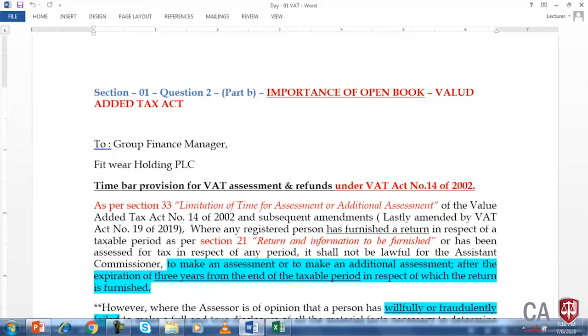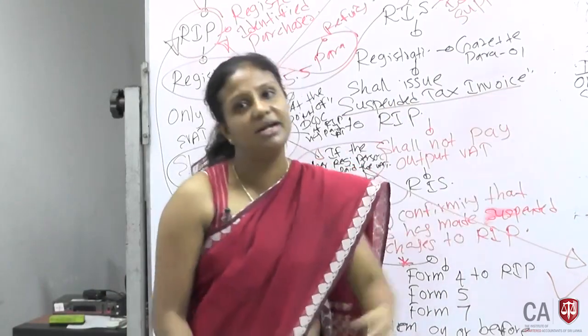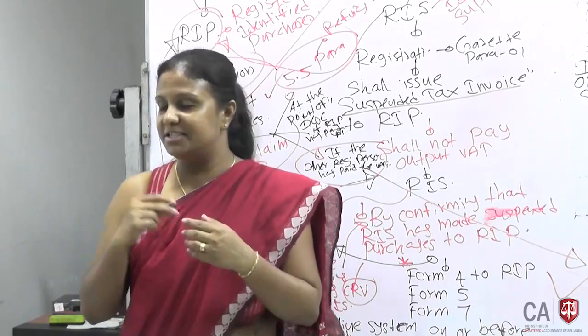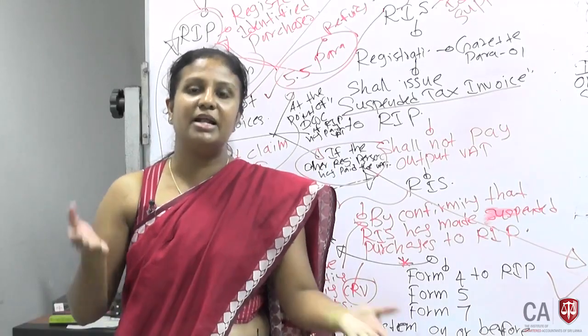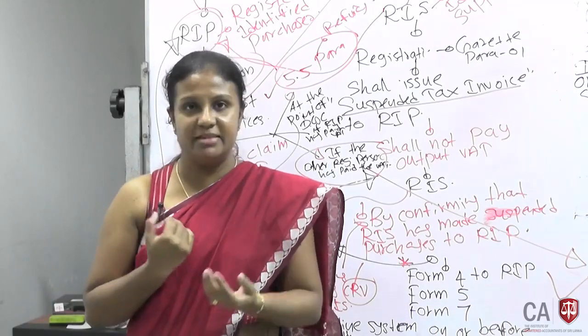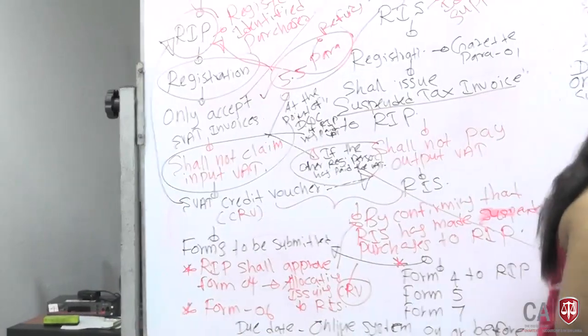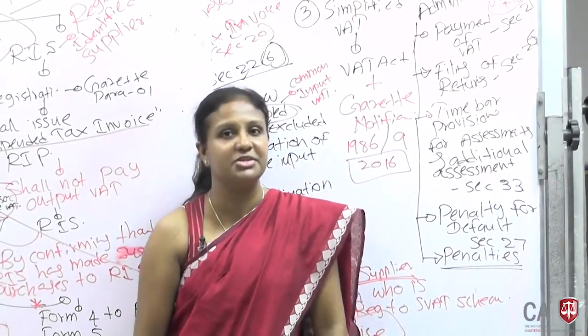If you have the book with you and you know the section number, that's why every time I am highlighting the section numbers. In every area I have highlighted the section numbers. Then if you know the section, it takes just 3-4 minutes, not even 7 minutes, to refer to the particular section and write the answer. Therefore, for the VAT administration part, take maximum advantage of the open book reference.